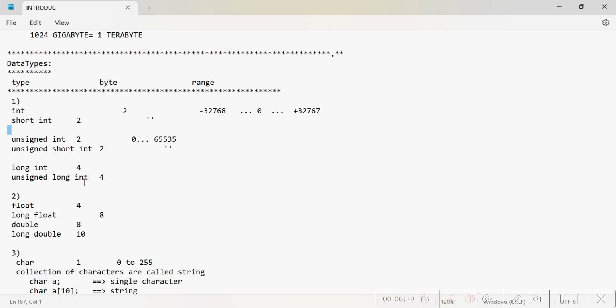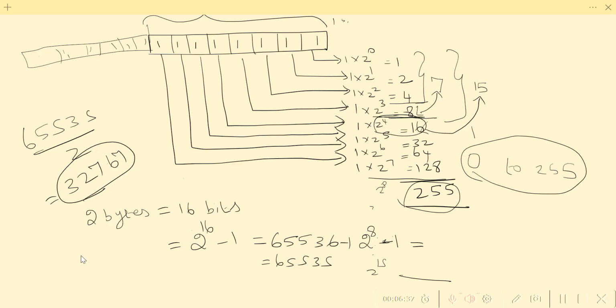Now the question is, if you have a long int, what is the range? Long int means 4 bytes. 4 bytes means 32 bits. So 32 bits means 2 to the power of 32 minus 1. This is the range. So the formula is 2 to the power of n minus 1. This is the formula for finding the range. Here n represents the number of bits. If it is 4 bytes, n is 32 bits. If it is 2 bytes, the number of bits is 16. That is the formula: 2 to the power of n minus 1.